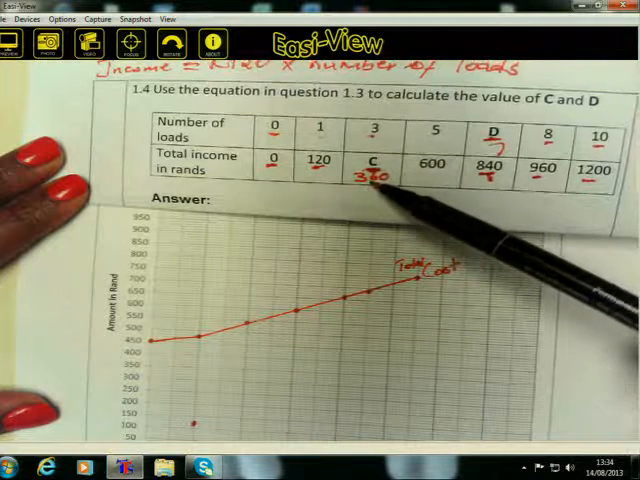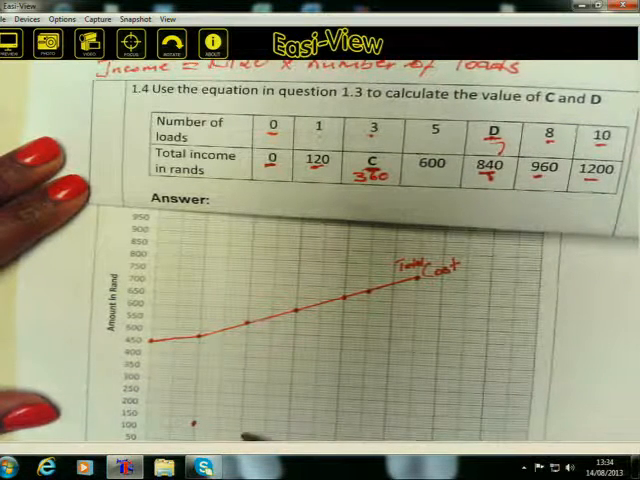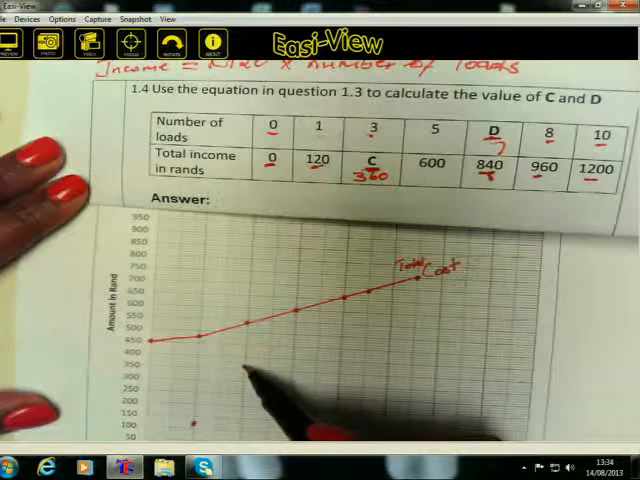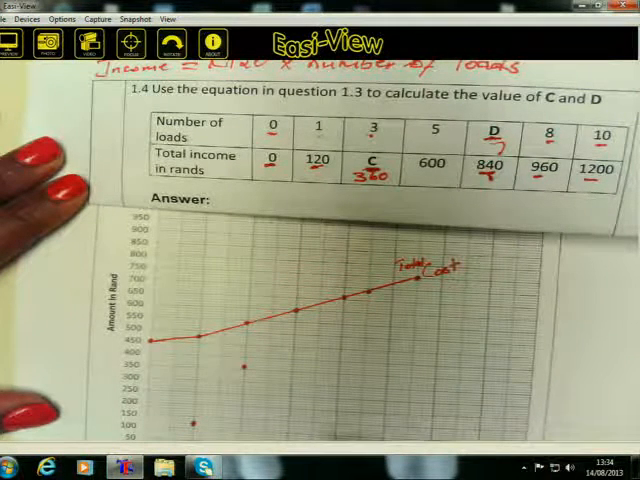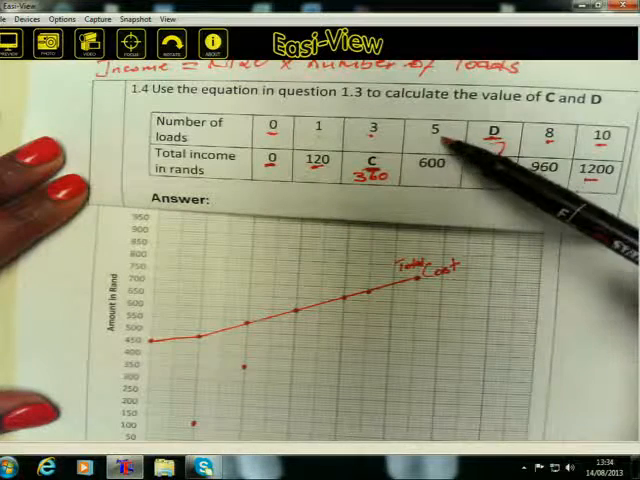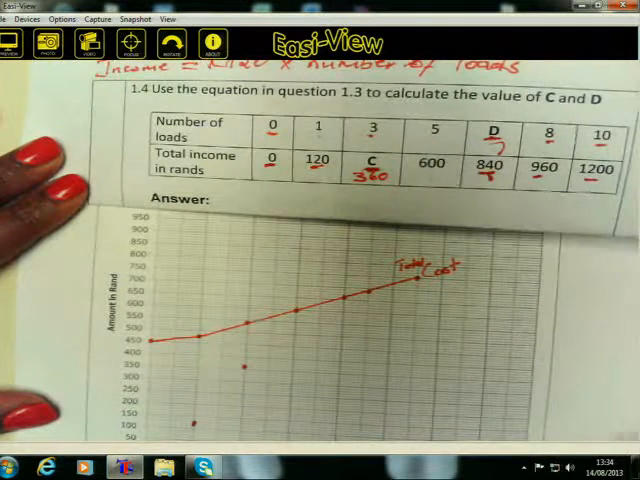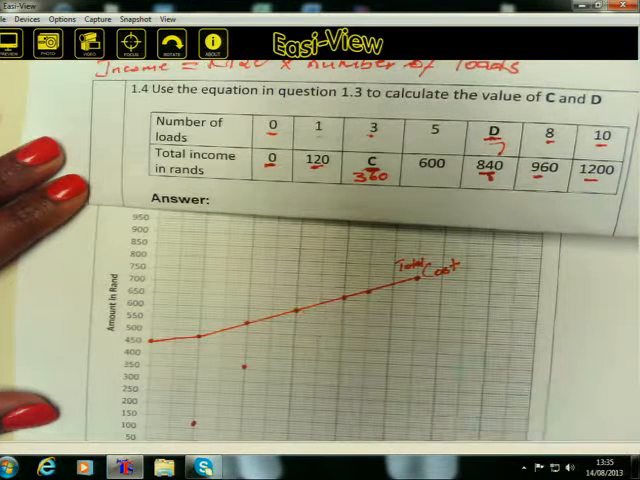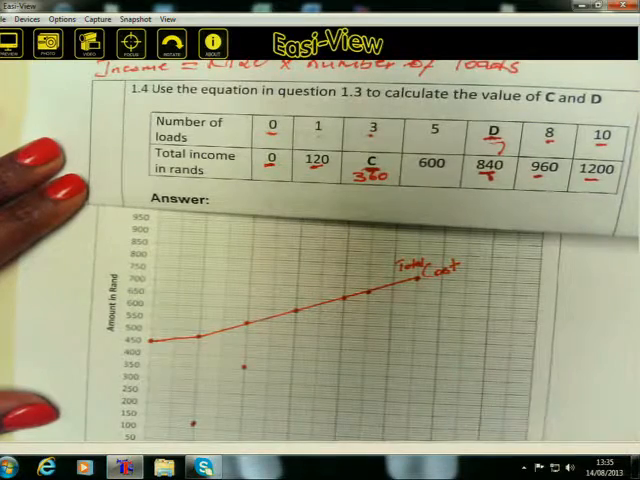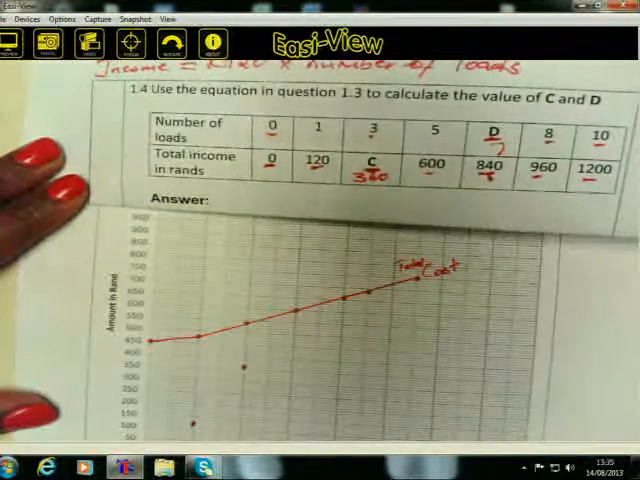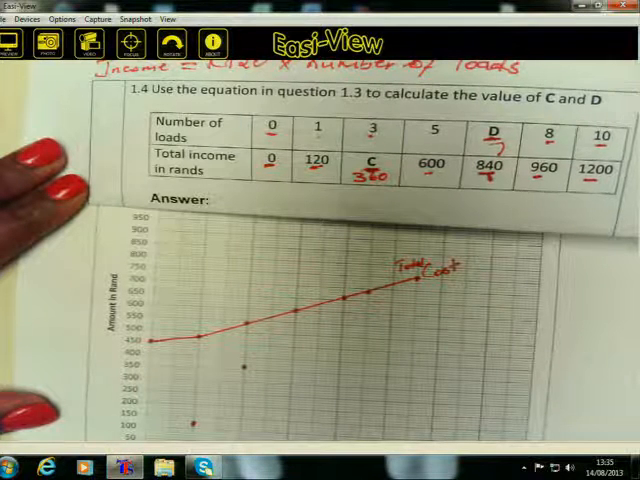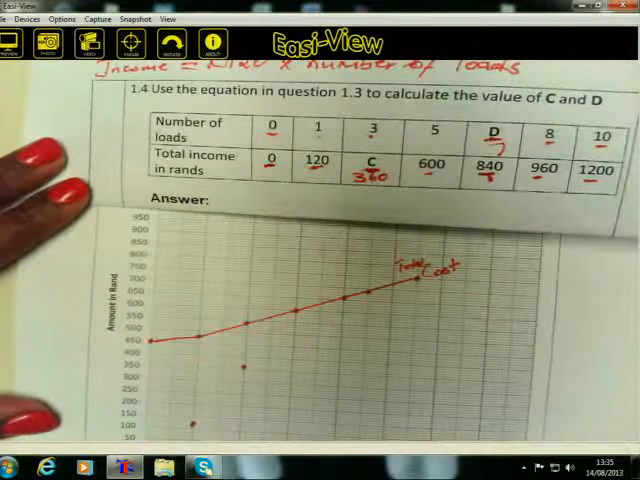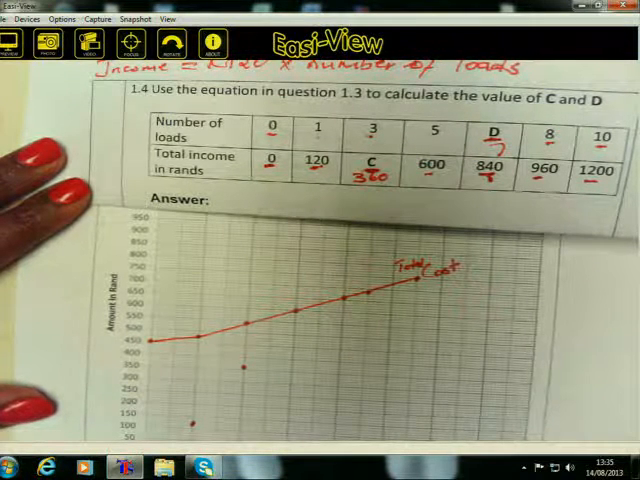And then again, we said for 3 loads, remember we calculated the value of C and we got 360. There is 3. And then there's 350. Just above 350, you'll get 360. And then for 5 loads, here we've seen that is 5 and then is 600. There is 5 and there is 600. Meaning, if he transports 5 loads, the cost will be 600. And if he also transports 5 loads, the income will be 600. The cost and the income will be the same.